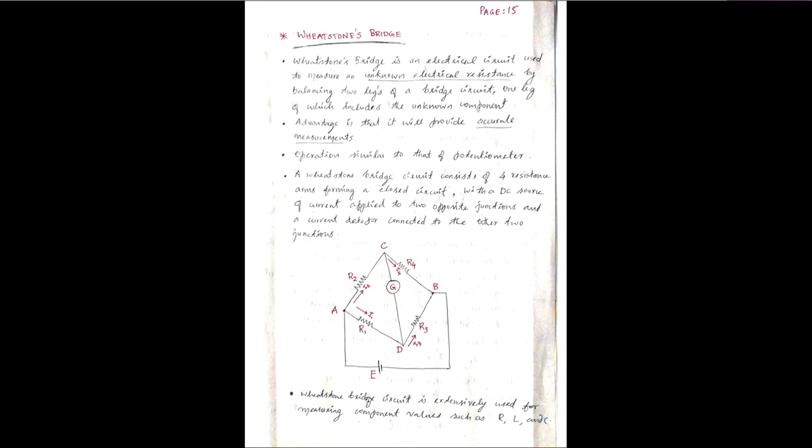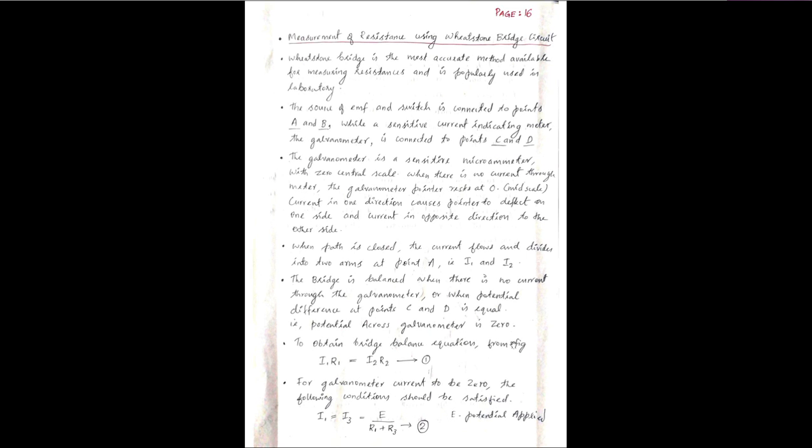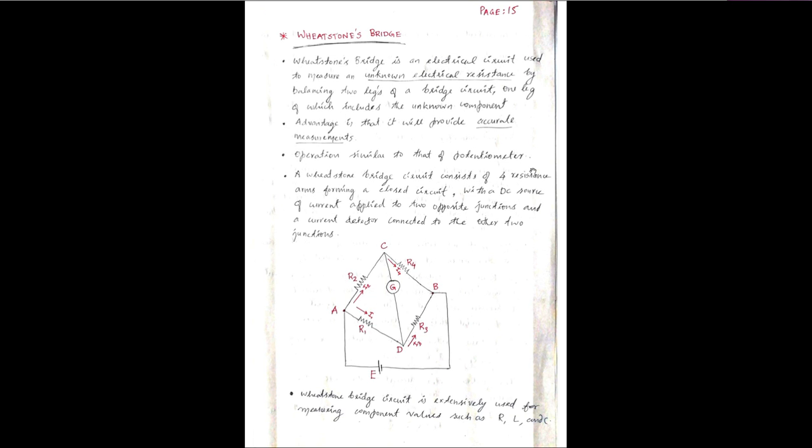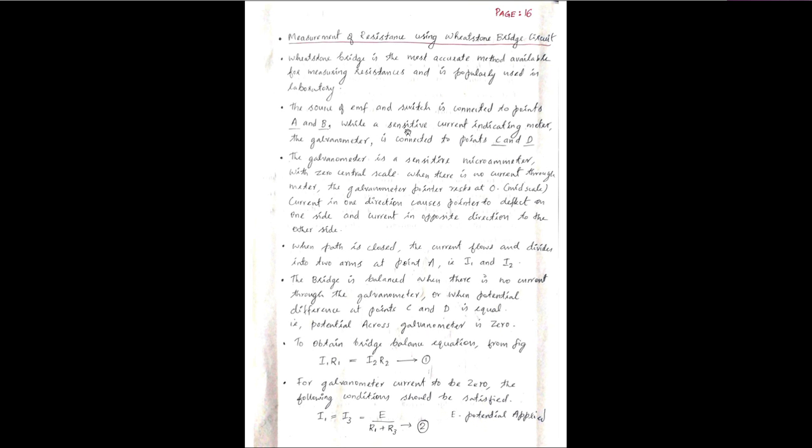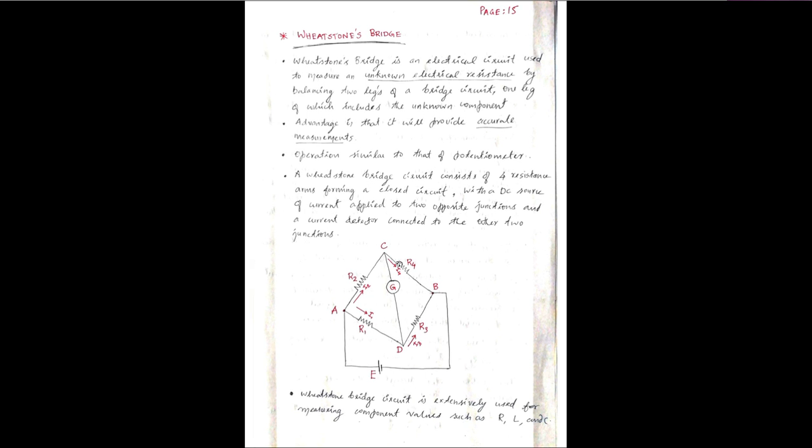Okay, and Wheatstone's bridge circuit is extensively used for measuring component values such as R, L, and C: resistance, inductance, and capacitance. Next one is measurement of resistance using Wheatstone bridge. Wheatstone bridge is the most accurate method available for measuring resistance and is popularly used in laboratories. The source of EMF and switch is connected to points A and B, and a sensitive current indicating meter, the galvanometer, is connected to points C and D.